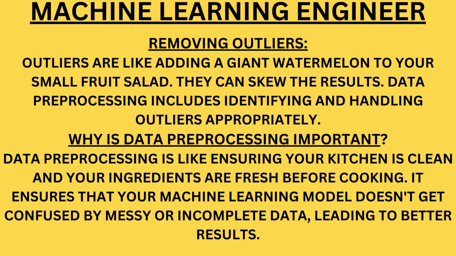Removing outliers. Outliers are like adding a giant watermelon to your small fruit salad. They can skew the results. Data pre-processing includes identifying and handling outliers appropriately. Why is data pre-processing important? Data pre-processing is like ensuring your kitchen is clean and your ingredients are fresh before cooking. It ensures that your machine learning model does not get confused by messy or incomplete data, leading to better results.